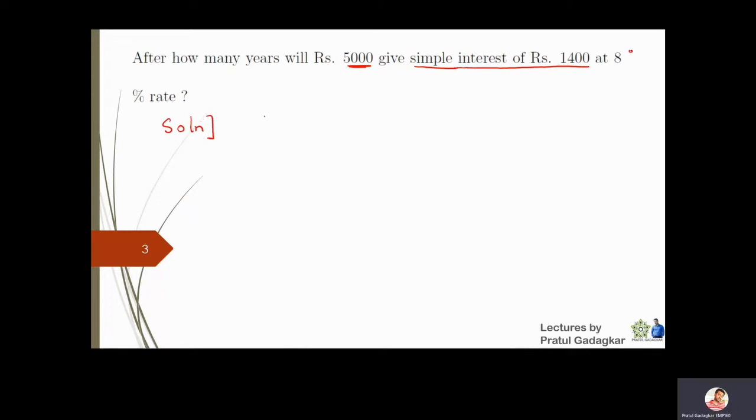So the principal amount here is given to be 5000. The simple interest is given to be 1400. The rate is given to be 8%, and we want to find the number of years, which is n. So we will use the formula of simple interest. Simple interest is equal to P multiplied by n multiplied by r upon 100.